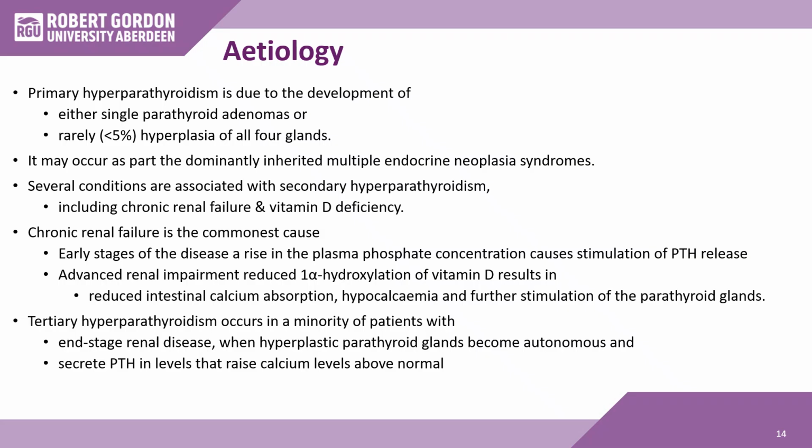In the early stages, there's a rise in plasma phosphate concentration causing stimulation of the parathyroid hormone release. And in advanced renal impairment, reduced 1-alpha hydroxylation of vitamin D results in reduced intestinal calcium absorption, hypocalcemia, and further stimulation of the parathyroid glands, thus leading to hyperparathyroidism. And then tertiary hyperparathyroidism does occur in a minority of patients with end-stage renal disease, for example.